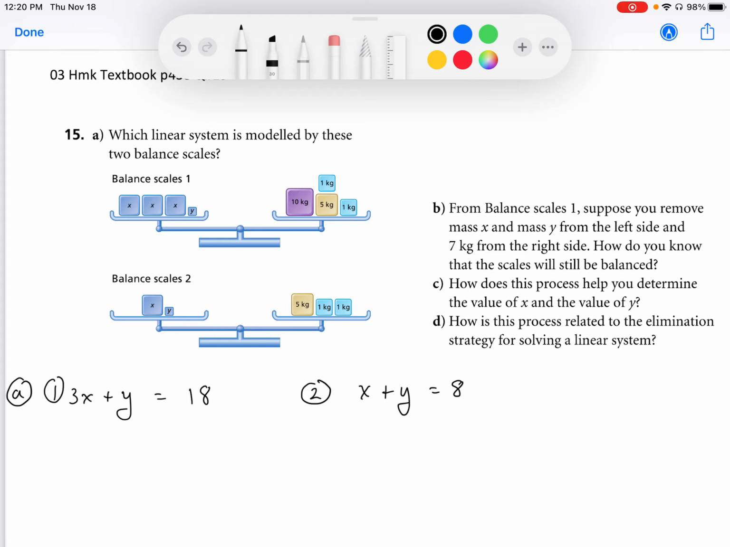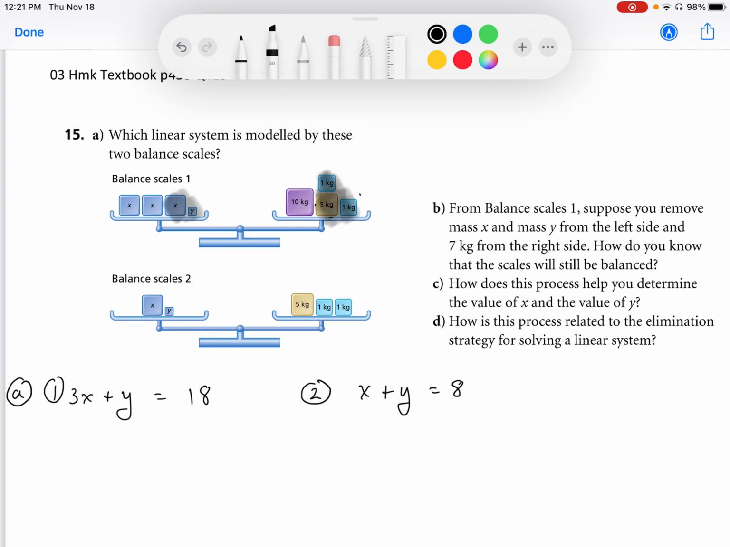Part B says, from balance scale 1, suppose you remove mass x and mass y from the left side. So basically we're going to take out one of these and one of these. And from the right side, we're going to take away 7 kilograms. So I'm going to take this and take that away. I'm just going to make it so we can see that a little bit better, so I'm going to take it away with the gray here. So that's been taken away, and these two have been taken away. So I've kind of rubbed those out.